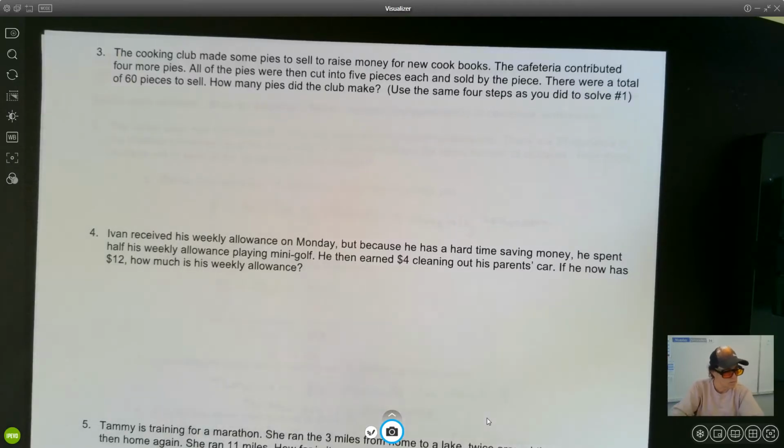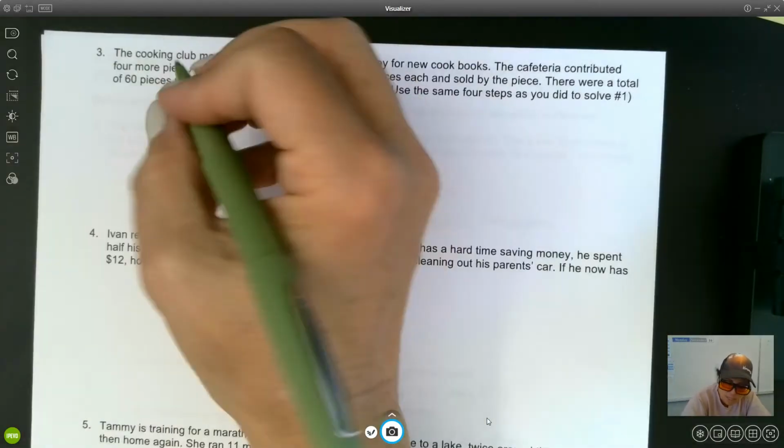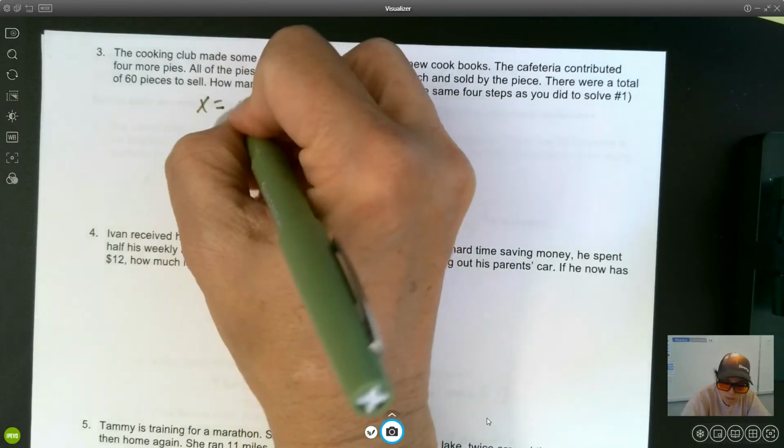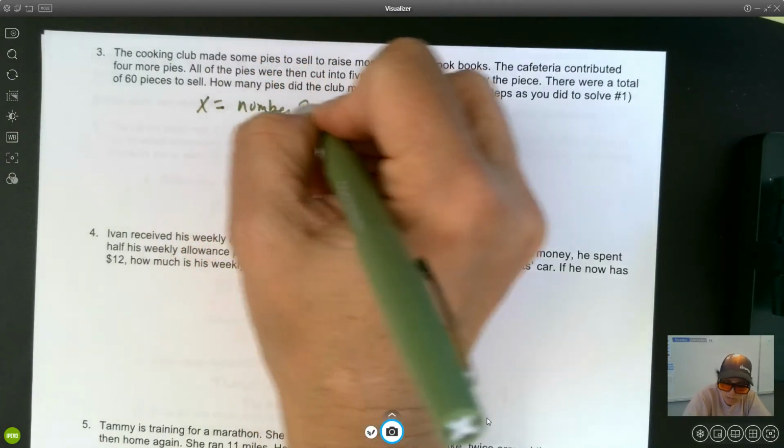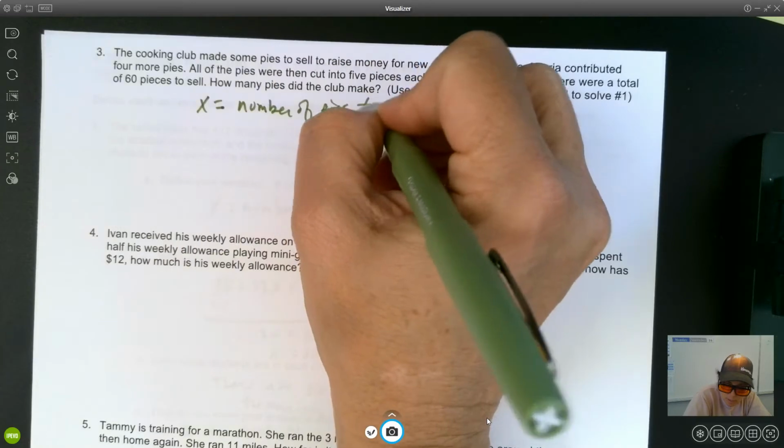All right, so let's let x equal the number of pies the club made.